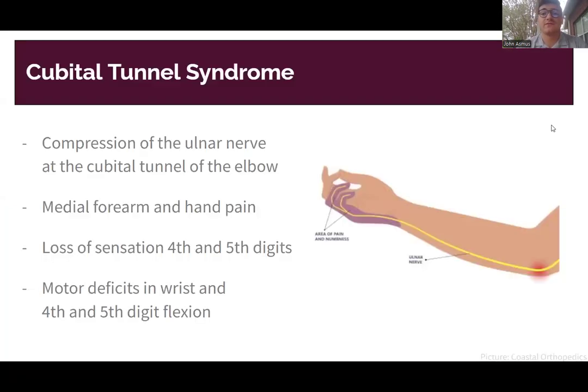Today, I'm going to talk to you about cubital tunnel syndrome. So let's start with what it is. It's a compression of the ulnar nerve as it runs through the cubital tunnel of the elbow, which is here on the medial side. This is the funny bone.